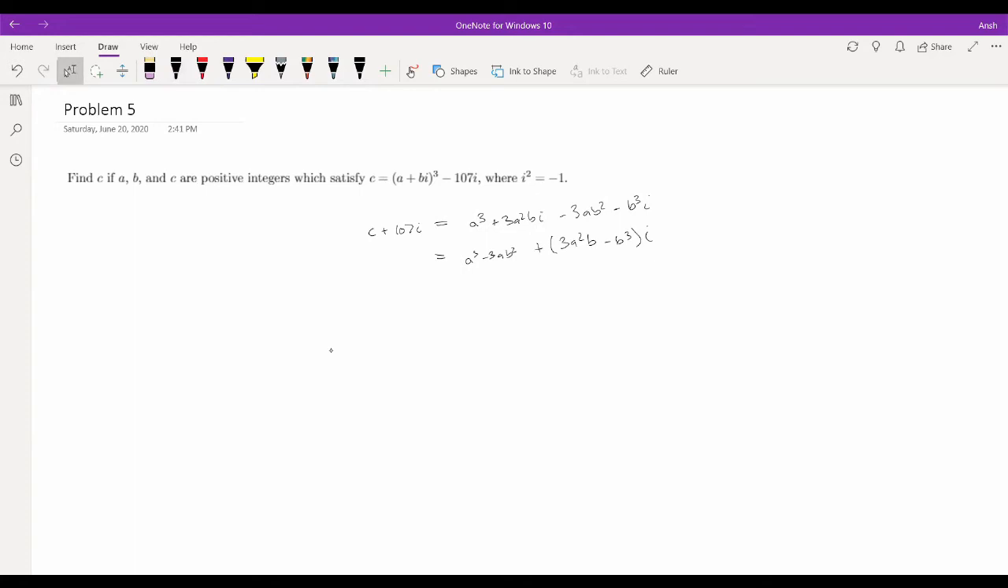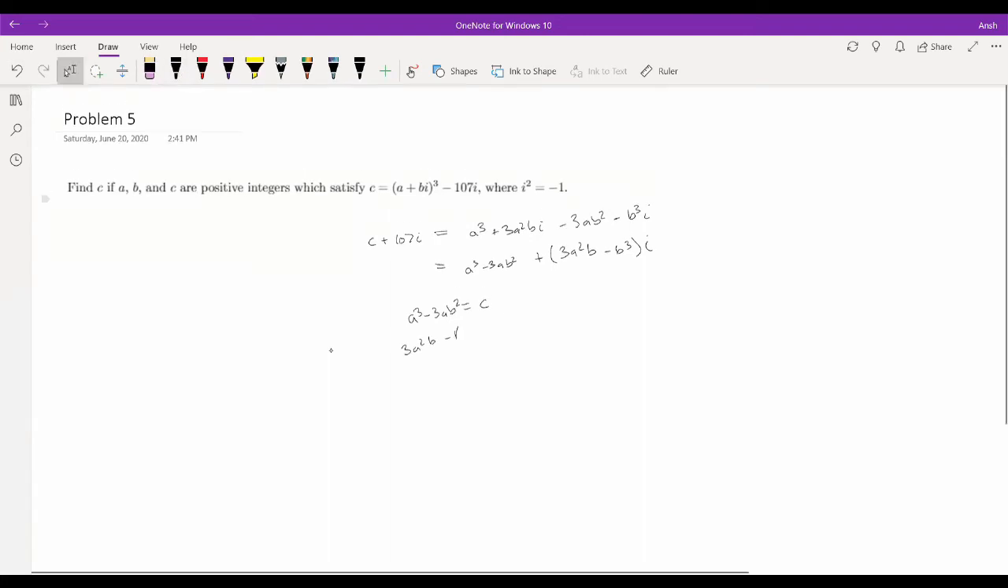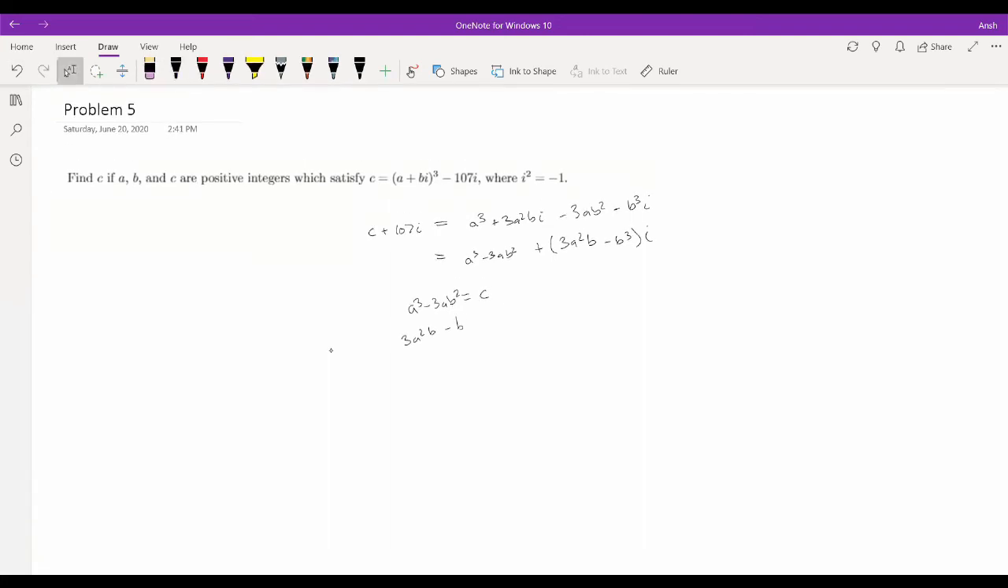So we know that two complex numbers are equal if and only if their real parts and their imaginary parts are equal. So we get another system of equations, where we have a cubed minus 3ab squared equals c, and 3a squared b minus b cubed equals 107. We can factor our second equation, and we would get that 107 is equal to (3a squared minus b squared) times b.